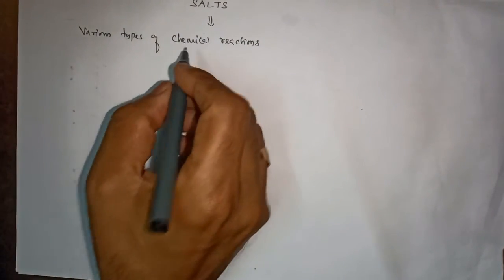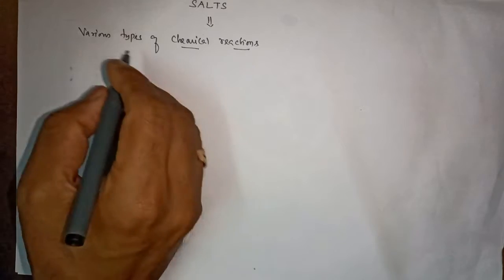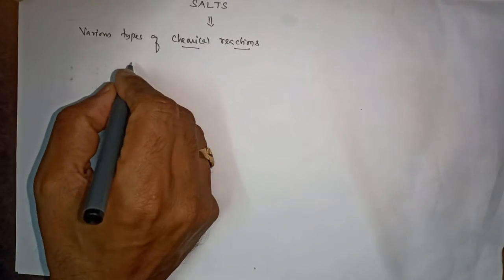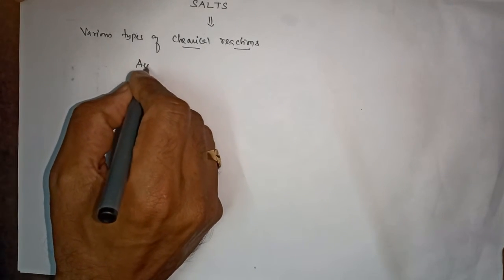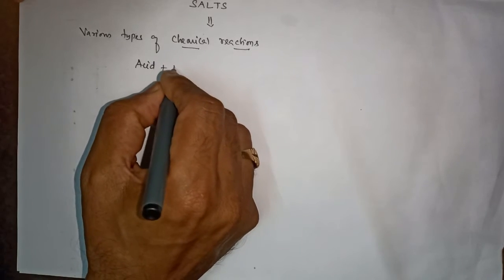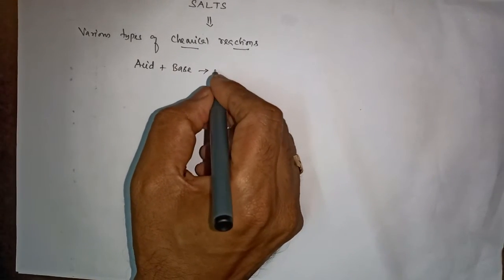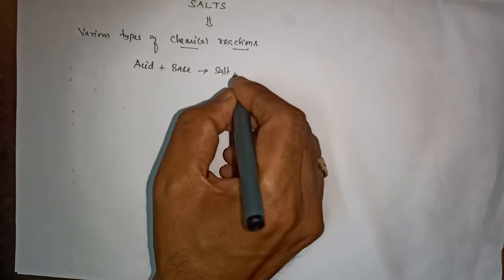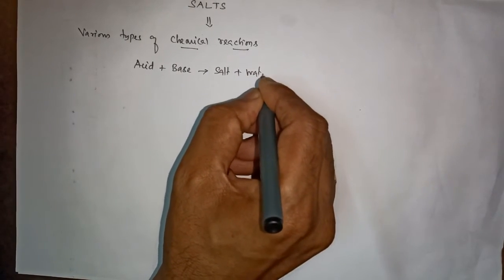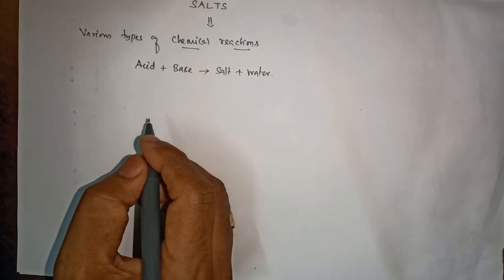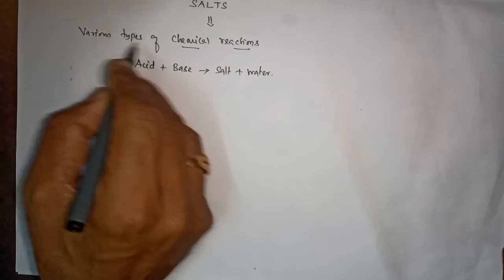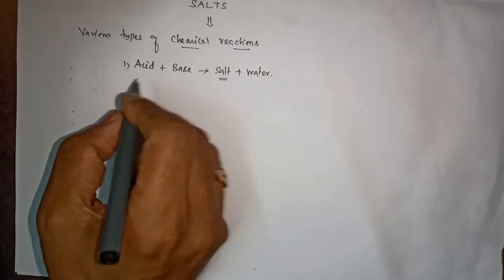Suppose I take an example for various types of chemical reactions. I take the neutralization reaction. It is a reaction between acid and base, forming salt and water. This is called a neutralization reaction. It's a type of chemical reaction in which salt is formed.